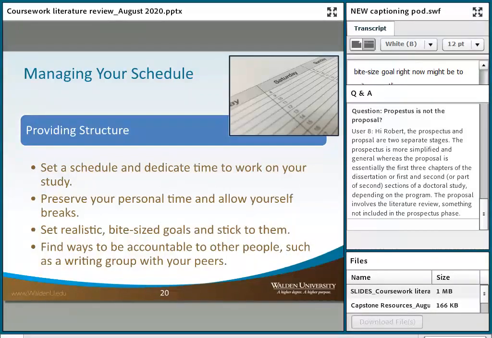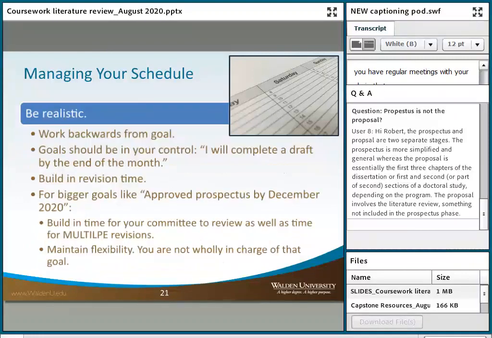So manage your schedule. This is going to be different for everyone based on your life circumstances, right? But how can you provide yourself structure? We do recommend setting a schedule and dedicating time to work on your study daily, every other day, whatever works for you. It's easier, just pedagogically, if you stay in your material daily or on a very regular schedule. But some people have the weekends and that's what they've got. And so then, find a schedule, dedicate the time to work on the study.